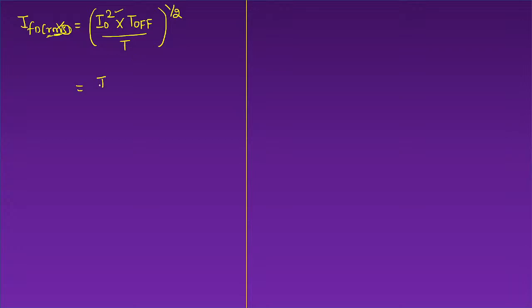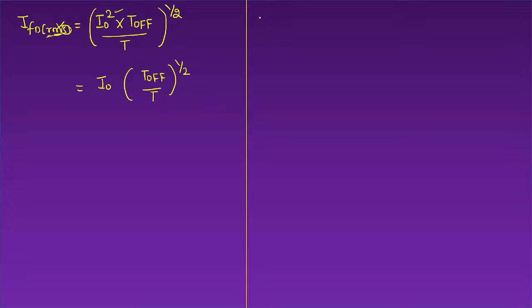That's all. So from this I can write the freewheeling diode RMS current. I naught square will come out of the root. So I can write this one as T off by T, whole power 1 by 2. Sir, now I don't know the output off time period. I don't know, sir. How do I estimate this value?